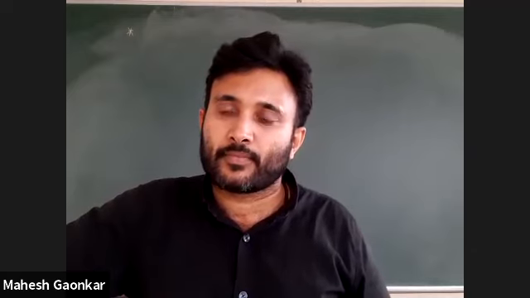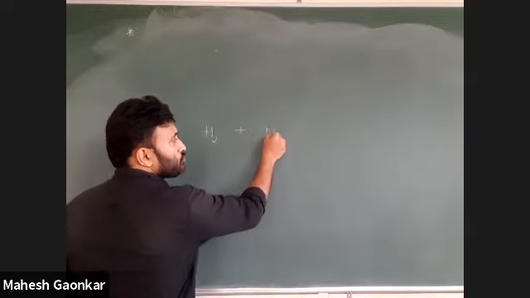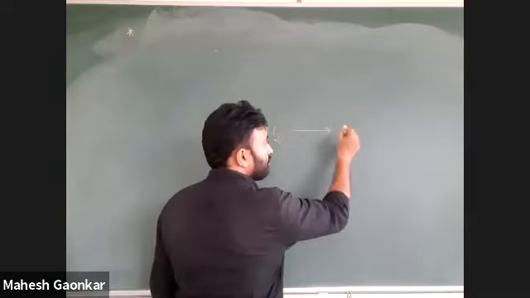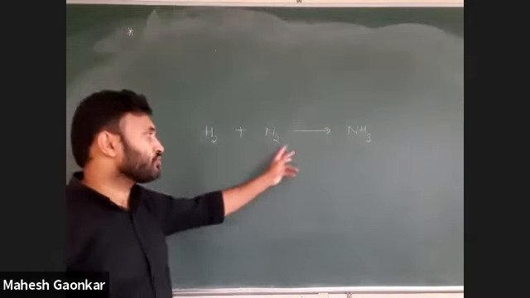Can anybody read the next question? Fifth question. Charan, go ahead. Translate the following statements into chemical equations and then balance them. First one. Hydrogen gas combines with nitrogen to form ammonia.